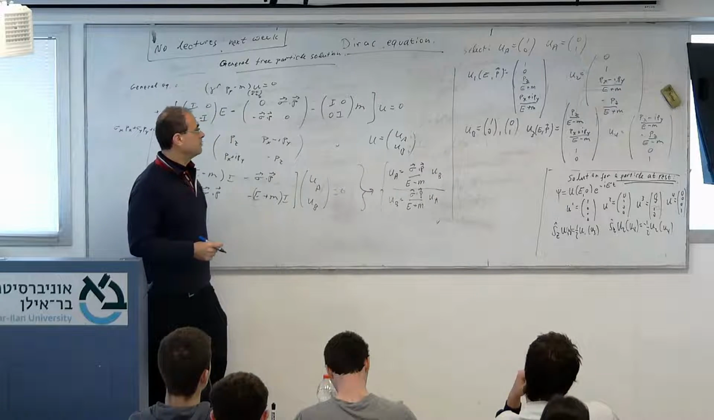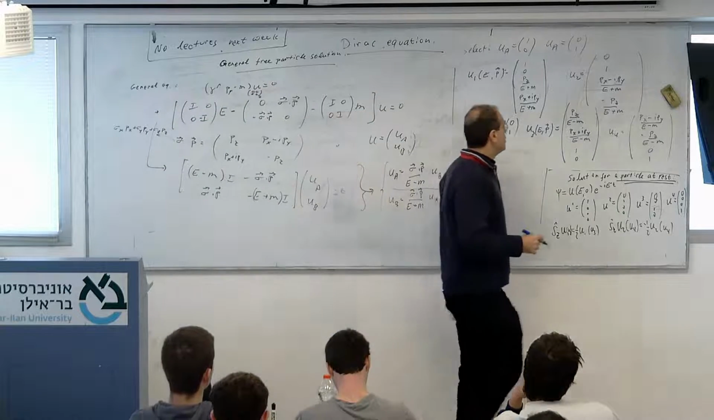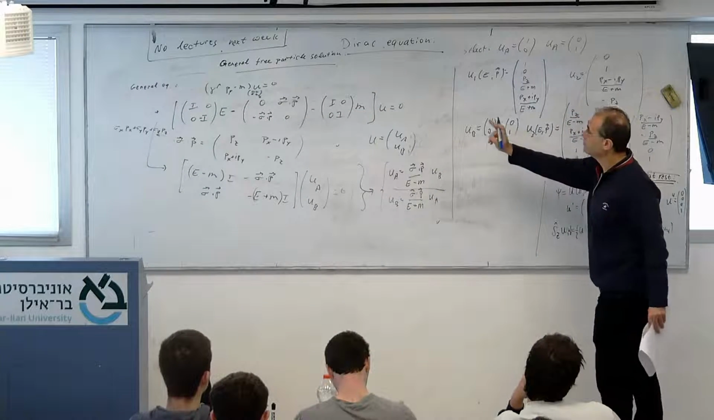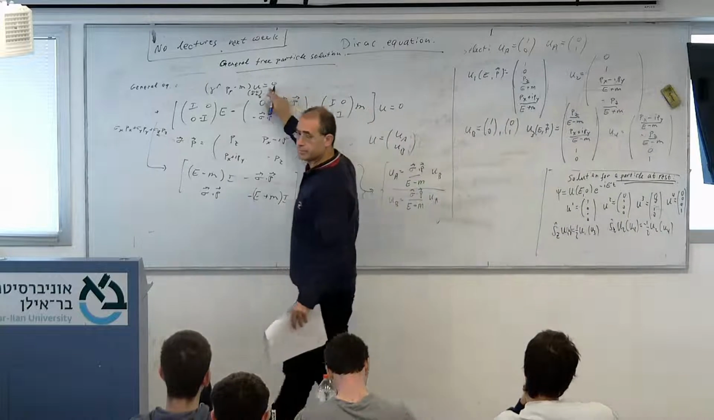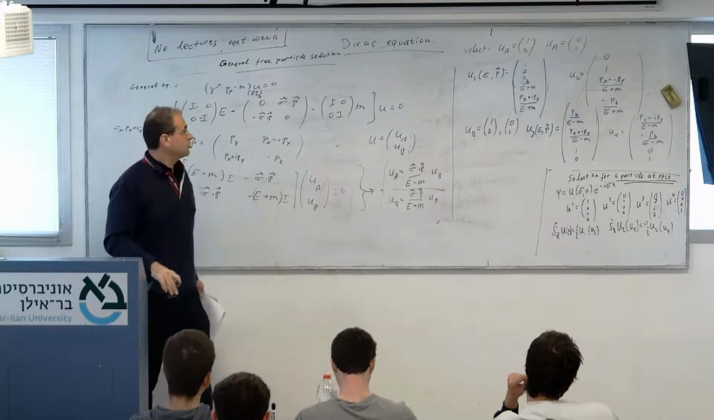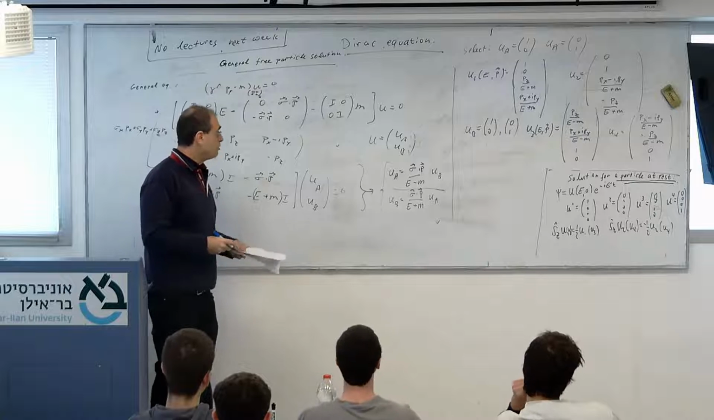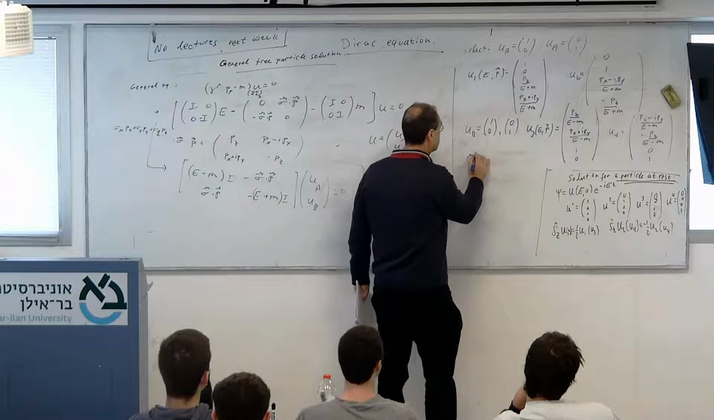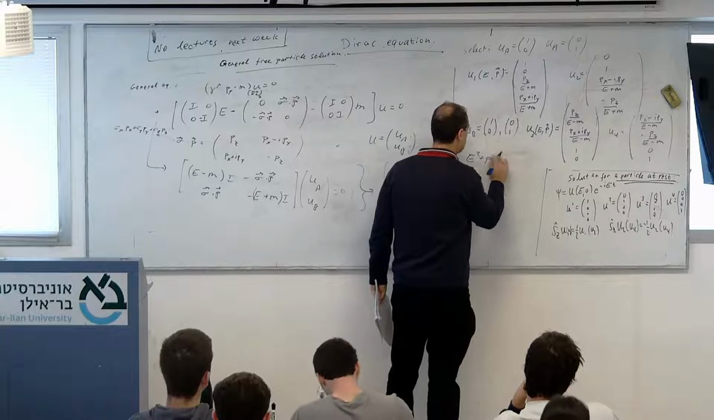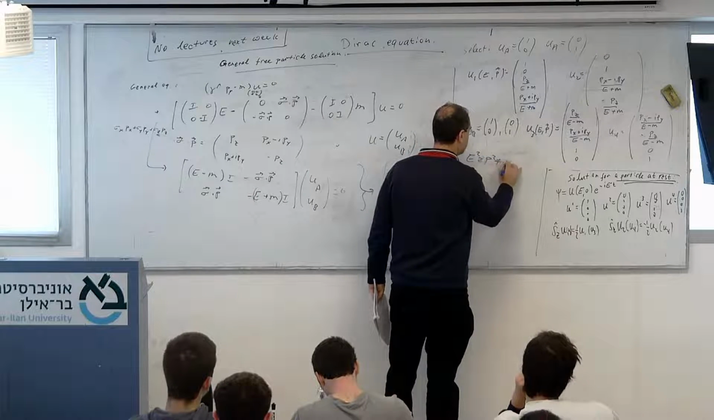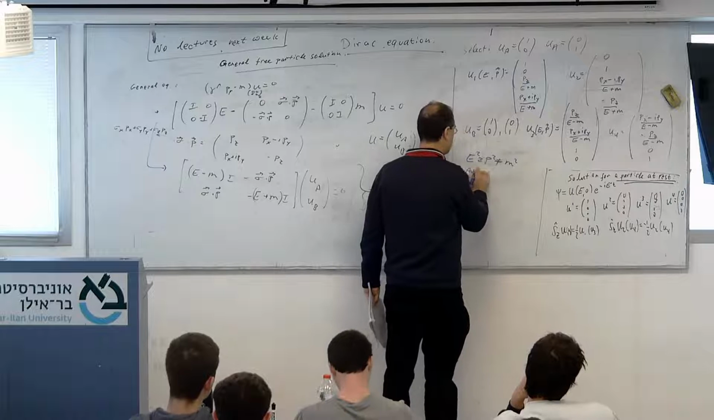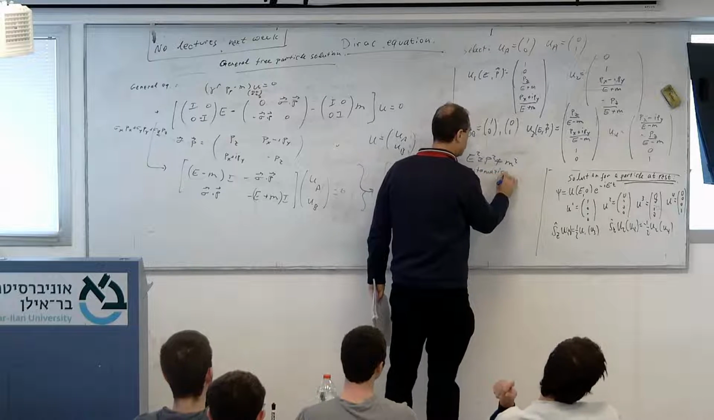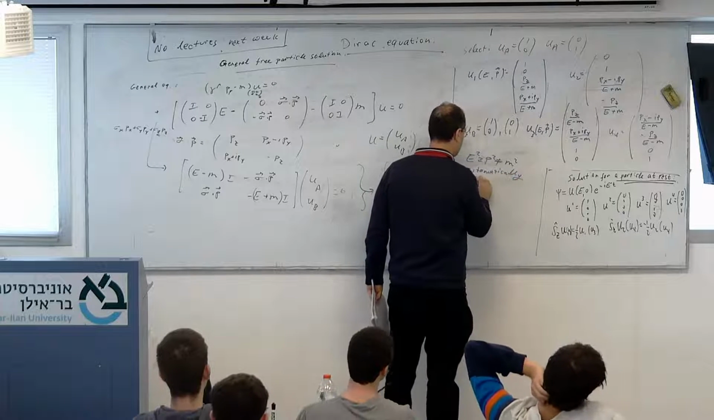So all these, after normalization, would solve the Dirac equation, plane wave solution with a general momentum. And of course that means that they will automatically satisfy E squared equals p squared plus m squared.